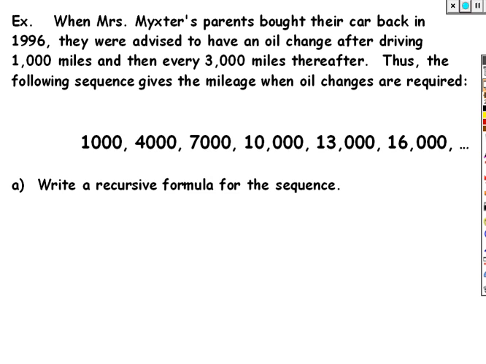Now, I know this is an arithmetic sequence because if I take any term and subtract the previous term, so 4,000 minus 1,000, I'd get 3,000. So any term, if I add 3,000, that's how I get the next term. So because I have this constant difference, where if I subtract consecutive terms, I get the same amount, this is an arithmetic sequence. So let's start by writing the recursive formula for the sequence. So if you want to pause the video, let's see what you remember.